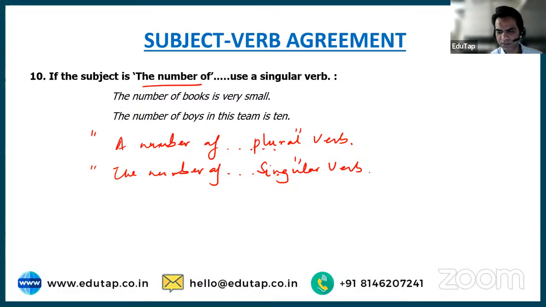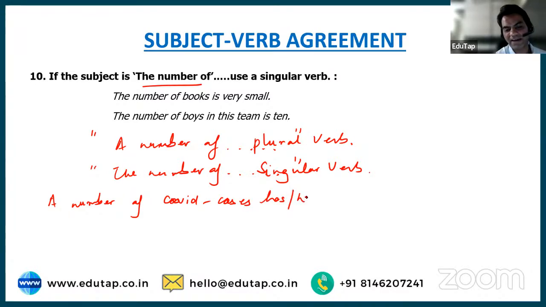Shitanshu, I'm just coming to your question. A number of will always take a plural verb. The number of will always take a singular verb. For example, a number of COVID cases, has been or have been registered in the city.